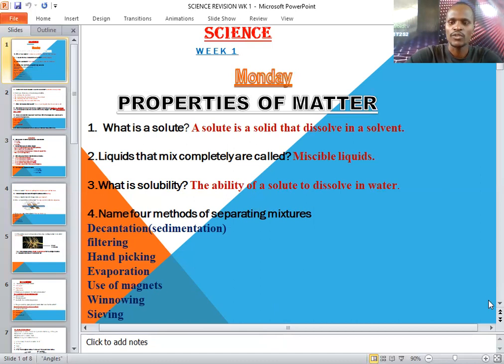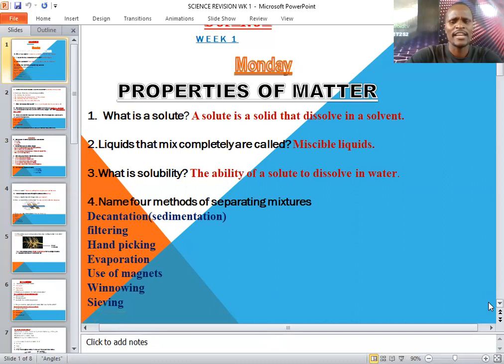Then number four, name four methods of separating mixtures. If you can remember, we talked about seven methods, and you can see them. We have decantation or sedimentation. We talked about filtering, hand picking, evaporation, use of magnets, winnowing, and also sieving. I think we discussed all this last week, and you can refer to your lessons. Let's go to the next question.